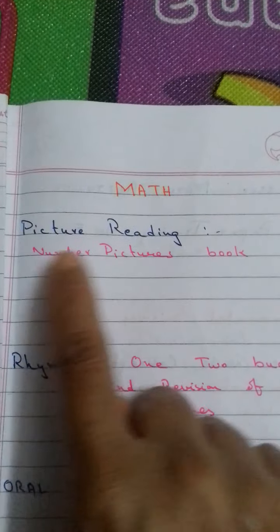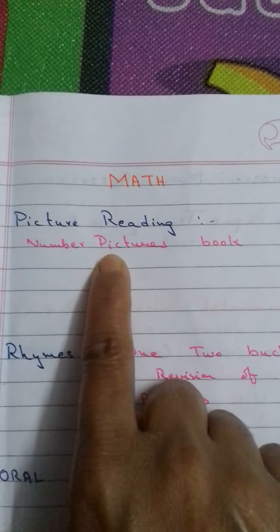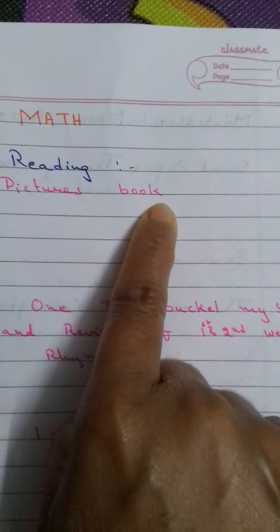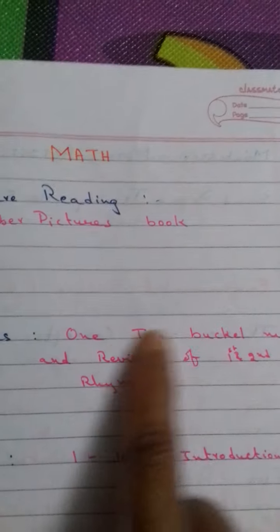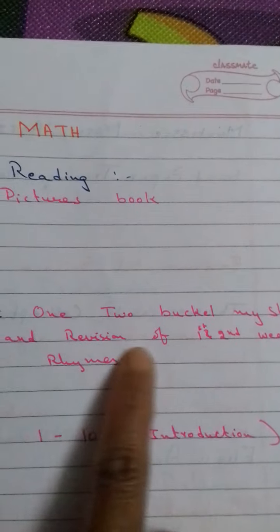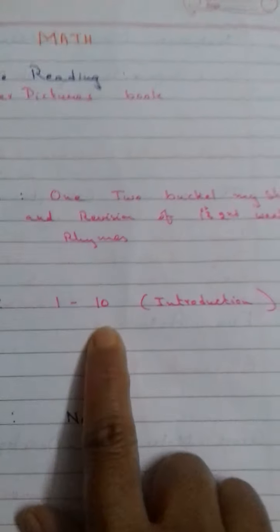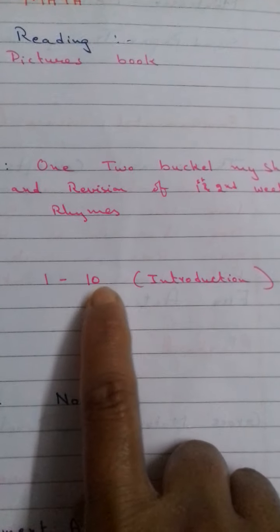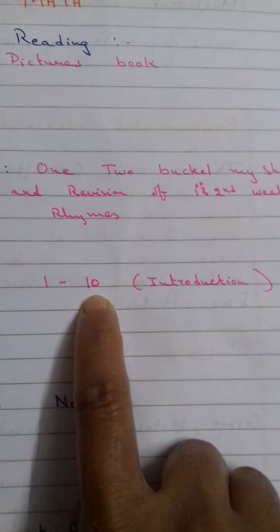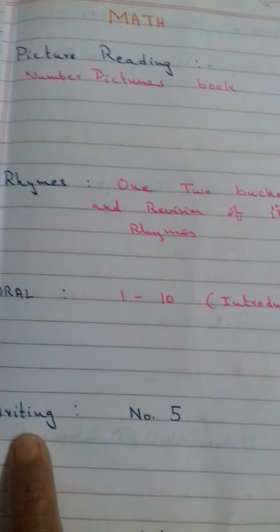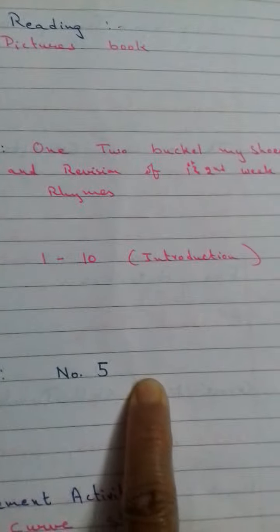Then under maths, picture reading, it is number picture books, where you will do oral 1 to 10. Rhymes, it is One, Two, Buckle My Shoe, and revision of the first and second week rhymes. Oral 1 to 10. In case you have not introduced numbers up to 10, you can start introducing. Then in writing, it is number 5.